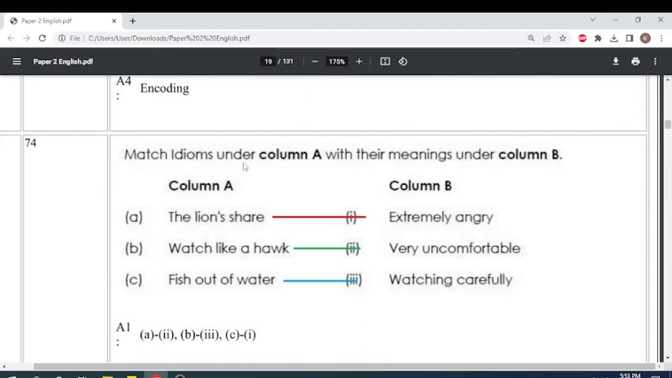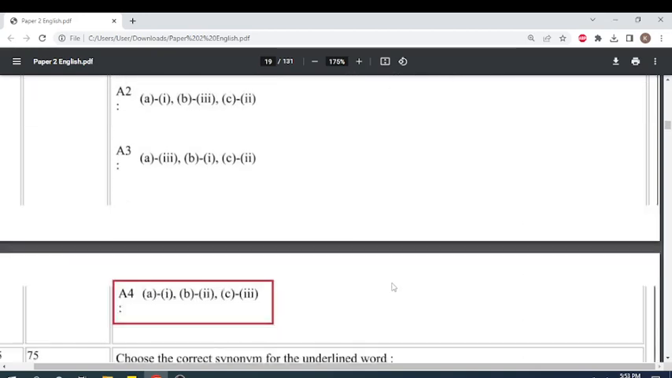74. Match idioms under column A with their meanings under column B. Column A: The lion's share, extremely angry. Watch like a hawk, very uncomfortable. Fish out of water, watch carefully. Answer A4.